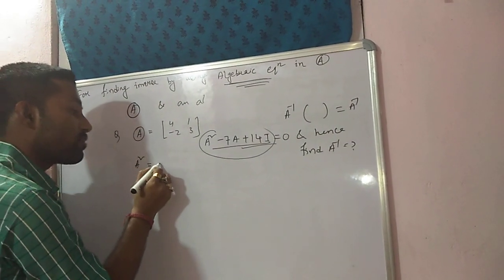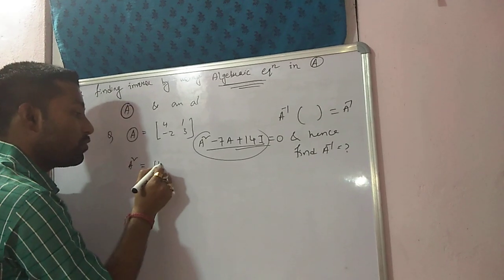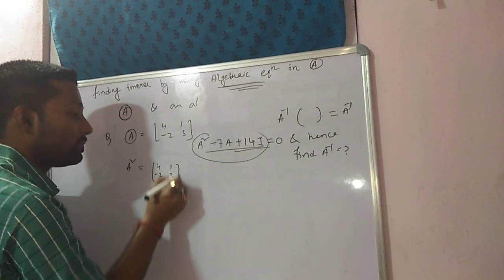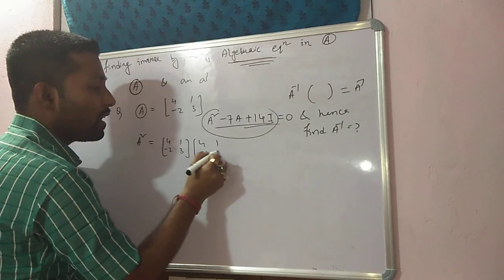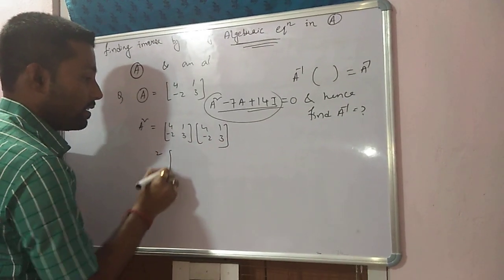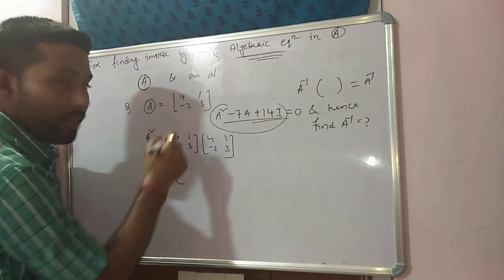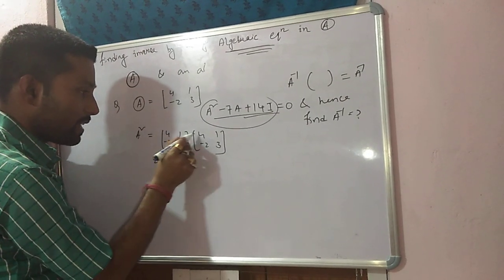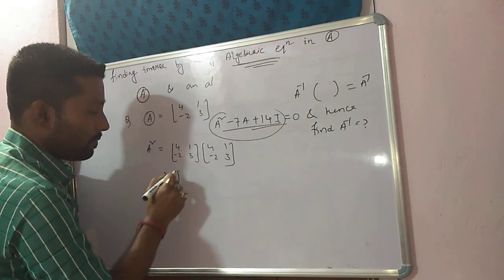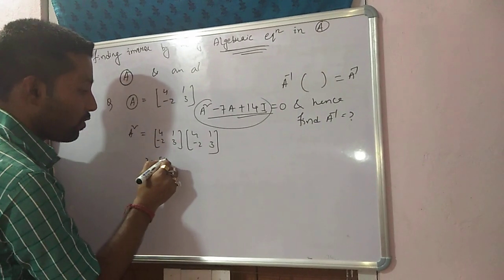First find the value of A square. You know how to find the value of A square? A into A, 4 1 minus 2 3 into 4 1 minus 2 3. मल्टीप्लीकेशन तो पता है सबको, रो इंटू कॉलम. सो मल्टीप्लाई करने से कितना मिलेगा? 16 minus 2, that is 14.